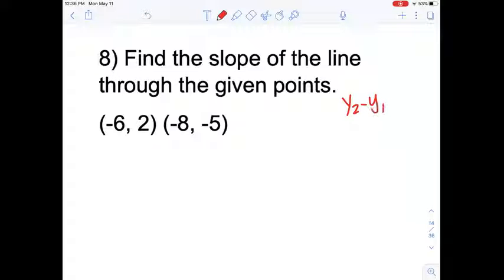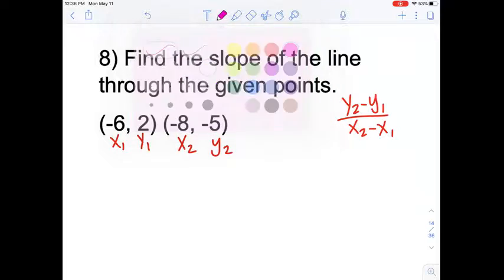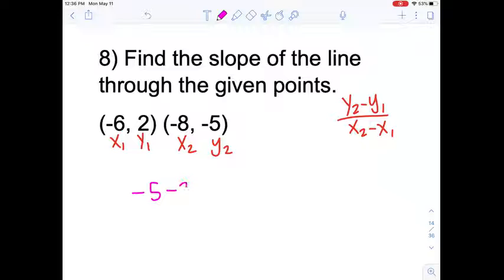Number 8 says find the slope of the line through the given points. Again, we have 2 points, so we're using that formula y2 minus y1 over x2 minus x1. I'm going to label my points as x1, y1, x2, y2. And then I'm just going to plug them in. So I am going to plug in negative 5 for y2, so I have negative 5 minus 2 over negative 8 minus negative 6. And then I just simplify.